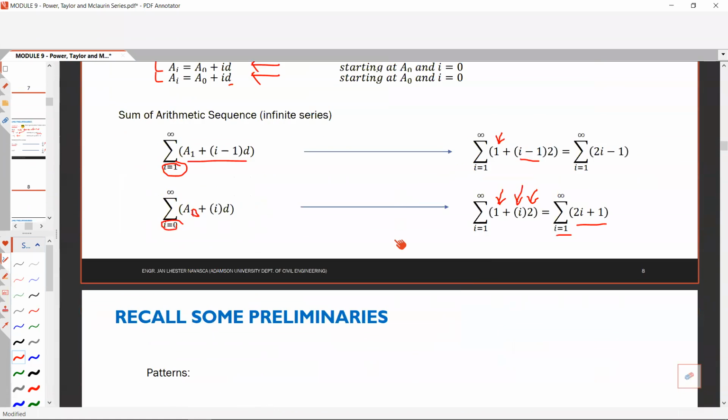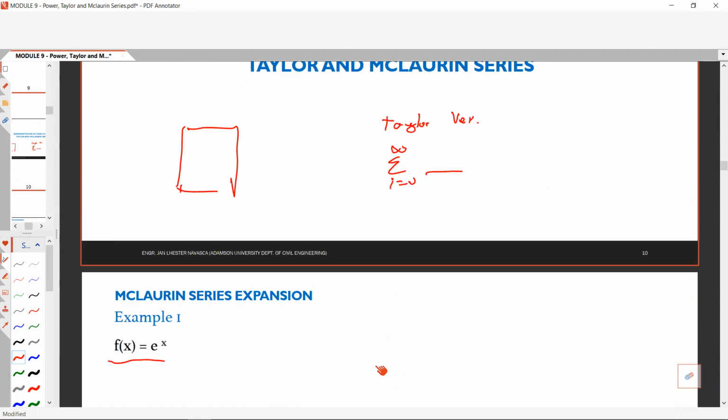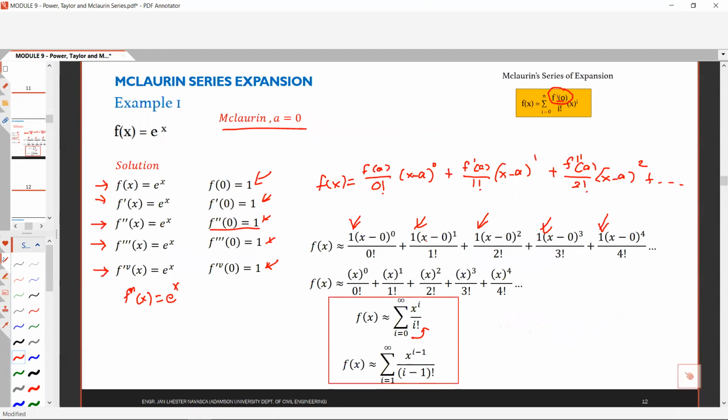Okay? So that is simply starting from I equals to 0. That is simply a sub 0 plus id. Okay? A sub 0 plus id. So if we start from I is equals to 0, that is a sub I is equals to a sub 0 plus id. Okay, what is our first term? That is 0. Ano ba yung common difference natin? That is 1. Okay? So therefore, a sub I is equals to I. So ito yun. Kaya siya naging I factorial.